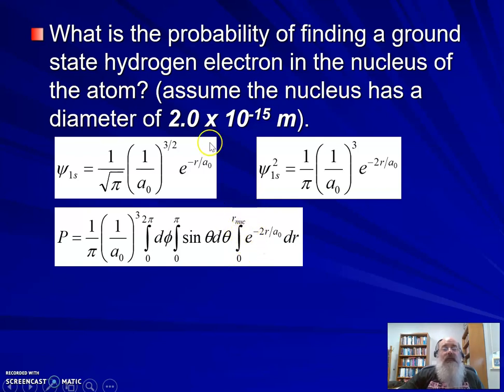So, a radius of the nucleus: if the diameter is 2 times 10 to the minus 15, then the radius is going to be 1 times 10 to the minus 15. And we have the wave function here, the normalization constant squared out here, the square of the wave function, and then the dr.